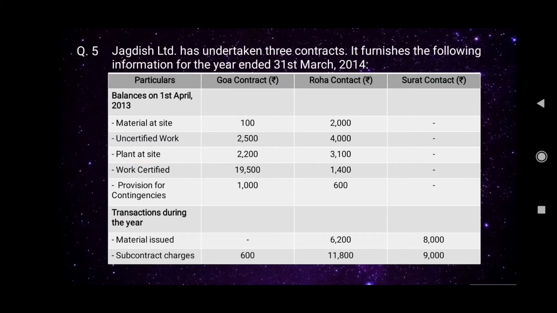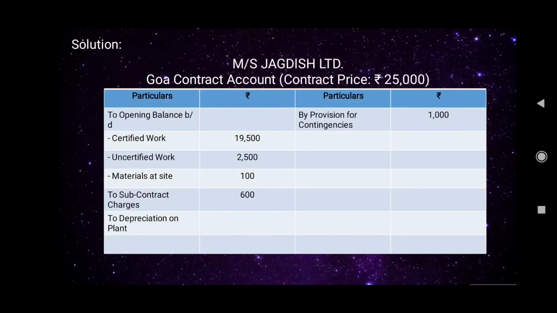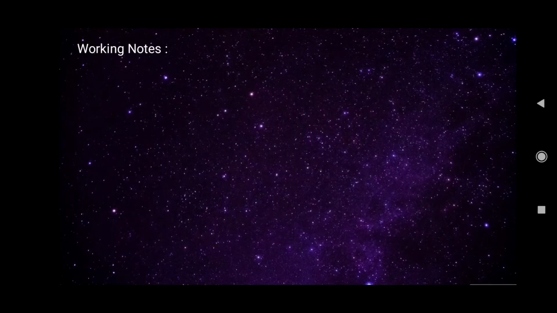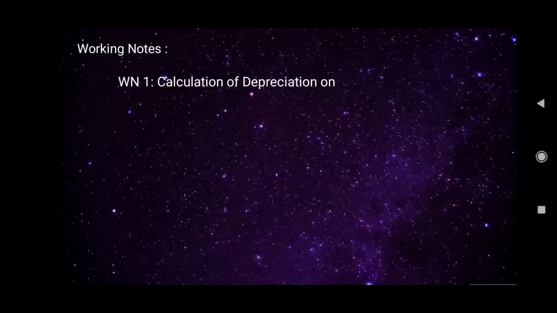Plant at site, amount is given as 2,200, so we have an adjustment which is calculation of depreciation. So we'll record it to depreciation on plant. So the amount we have to calculate. So let us prepare working notes. Working note number 1, calculation of depreciation on plant.